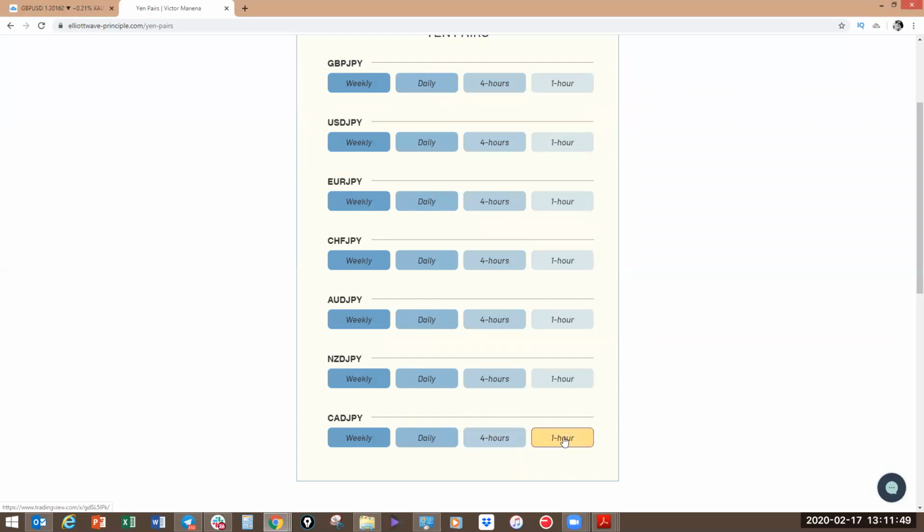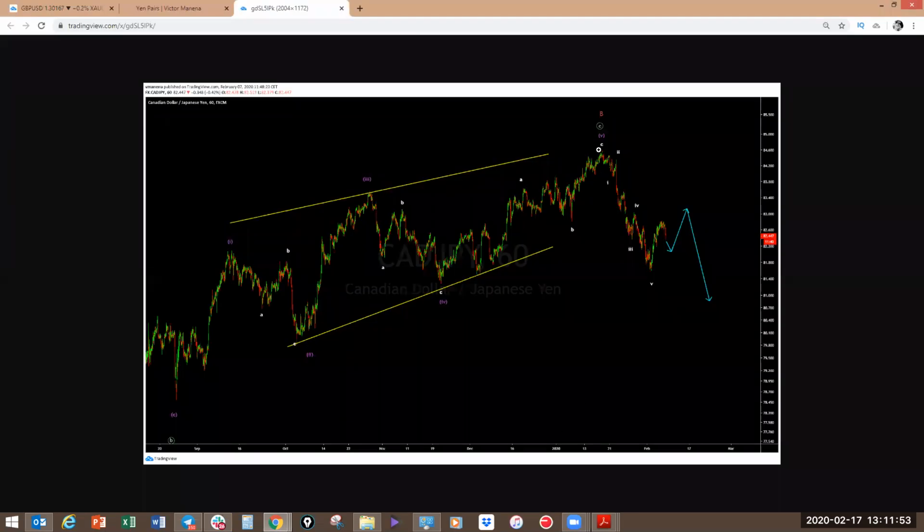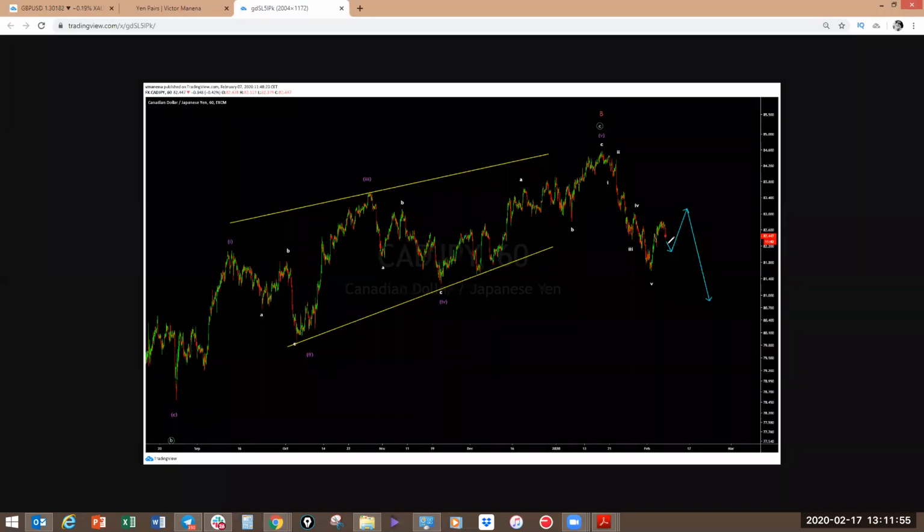So if you look at CAD JPY on the 1 hour, you will see that there was a setup here for this to come down here and this to come up to this level. That was on, let's check the date, the 7th of February. That was the last update. What is today? Today is the 17th, that's 10 days later. But what has happened since I posted this? What has happened is that the price has come down here. It has moved up here.